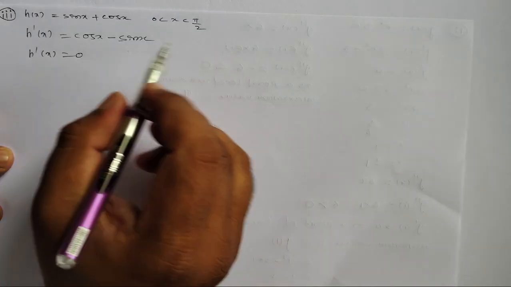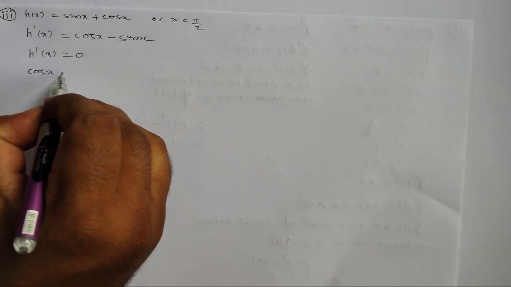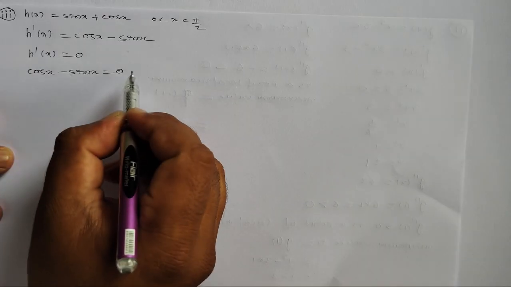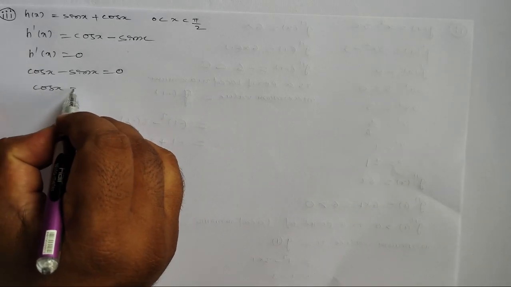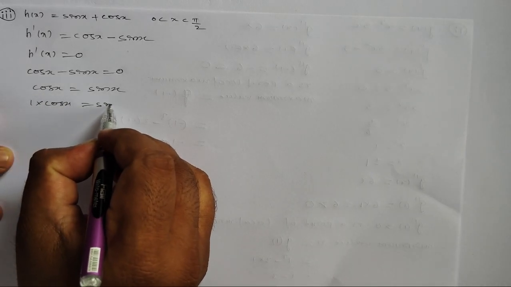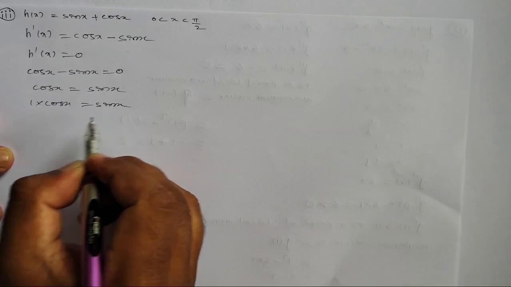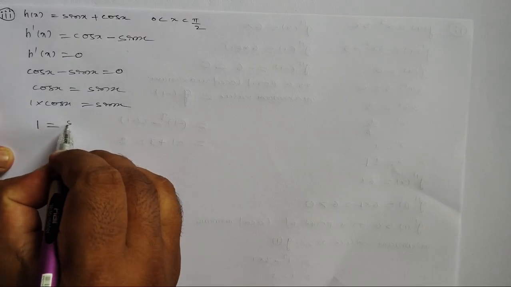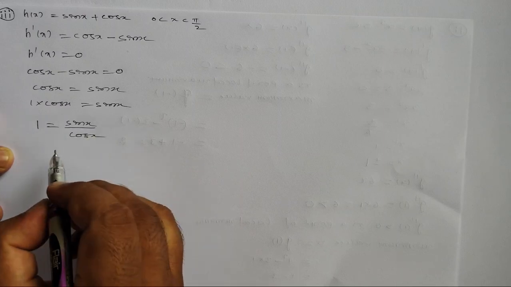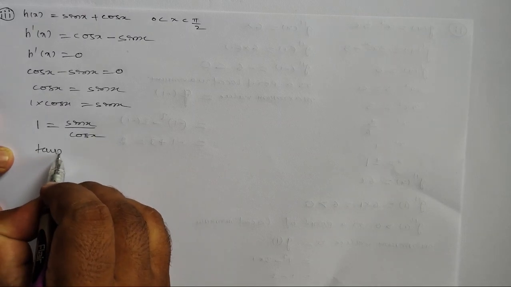Okay, next, what is the condition? h'(x) is equal to 0. Same method, only the function changes. Then this becomes cos x minus sin x equal to 0. Okay, so we'll take sin x to that side, that becomes cos x equal to sin x. Can I write 1 into cos x? 1 into cos x is equal to sin x. So we'll take the cos x term to this side, that becomes 1 equal to sin x divided by cos x. See, sin x by cos x becomes tan x, right? Tan x is equal to 1.